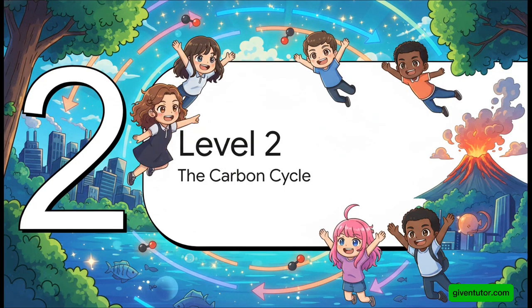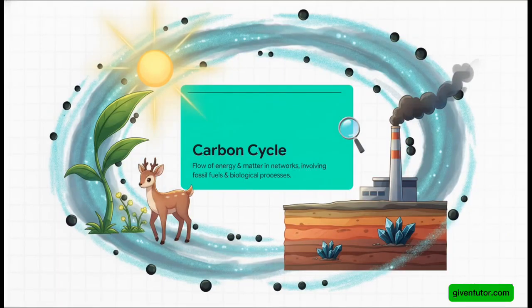Boom! Level 1 cleared. Awesome job. Let's step it up to Level 2, the carbon cycle. All right, we're turning up the complexity just a little bit here, but don't sweat it. You've totally got this. The absolute key here is understanding what carbon actually does. The carbon cycle is basically the flow of energy and matter in ecological networks. Think of carbon as the ultimate connector in the game.